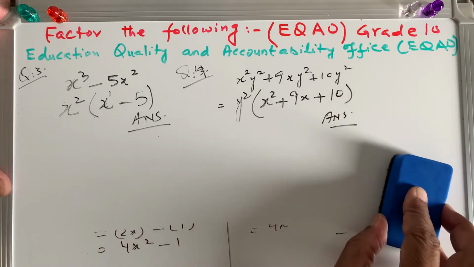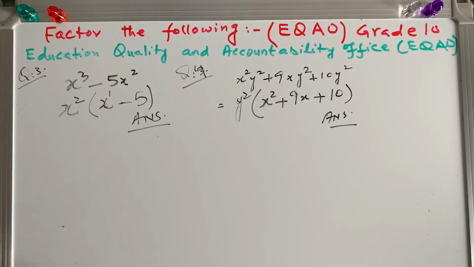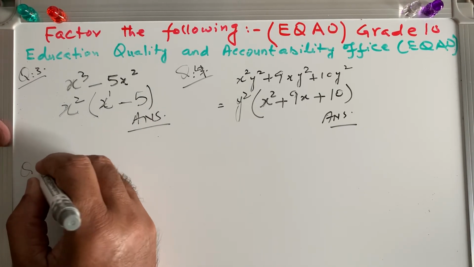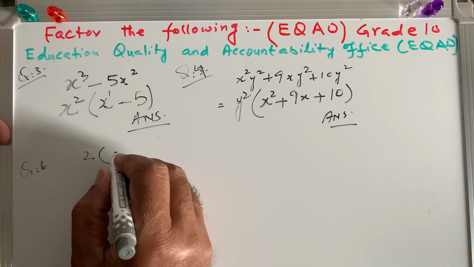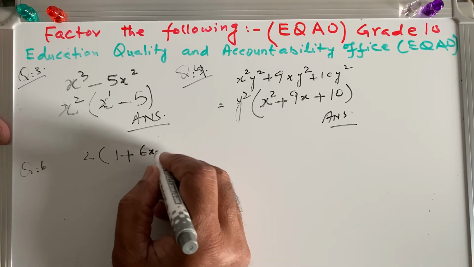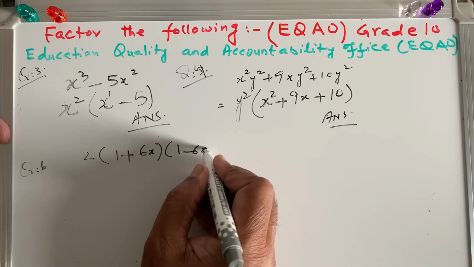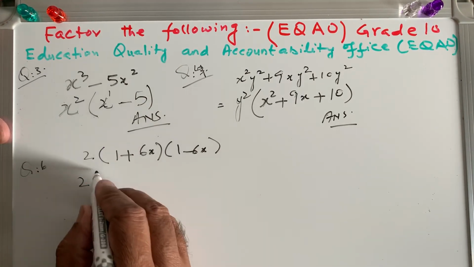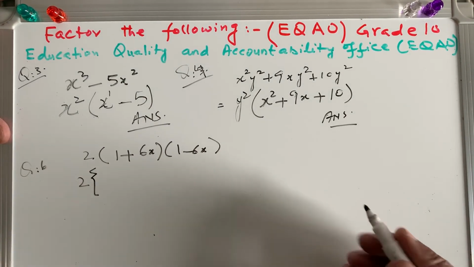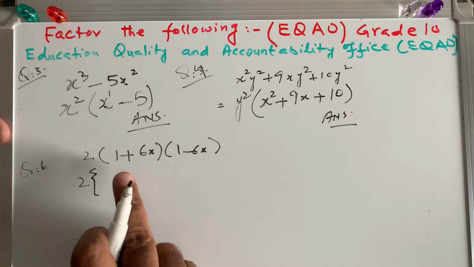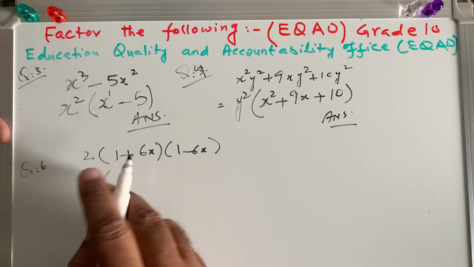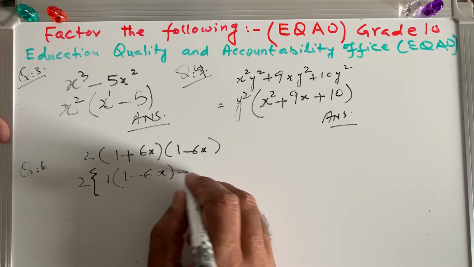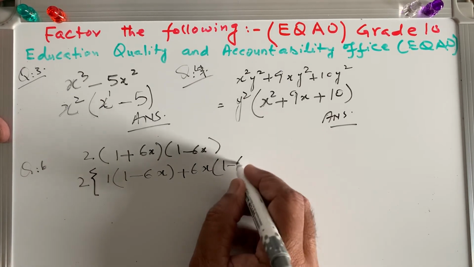Another question which is asked, and maybe the last question for this video. So question number 6, I have 2 times 1 plus 6x and 1 minus 6x. So 2 is outside the bracket, so I will keep it like this, or maybe I can make a medium or larger bracket to see what this is. This is like a real multiplication. So 1 times 1 minus 6x and plus 6x times 1 minus 6x.